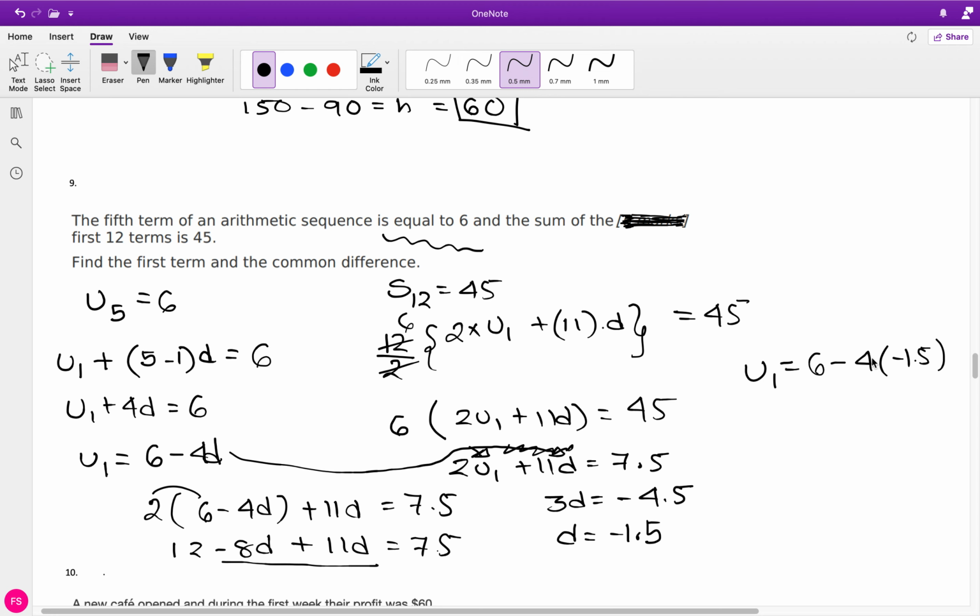Now, it doesn't mean you will subtract 1.5 from 4. When you have a parenthesis, that means you need to multiply. So it means 6, now negative and negative will become positive, and then you need to multiply 1.5 with 4, which will give you 6. So 6 plus 6 is 12. My first term is 12, and the common difference is negative 1.5 in this case.